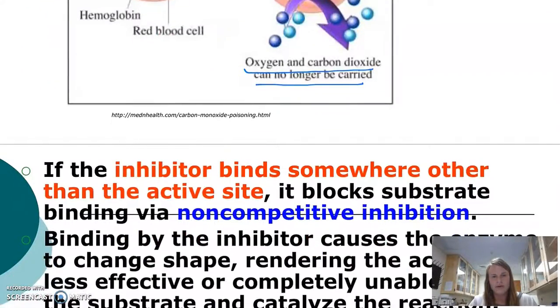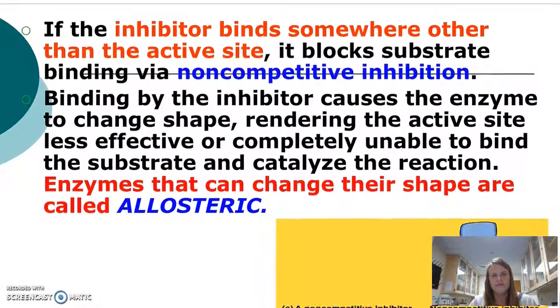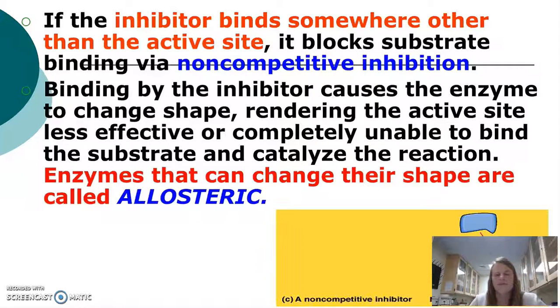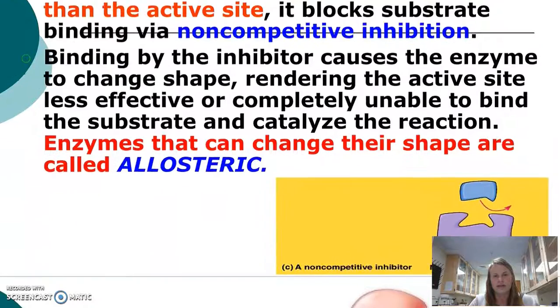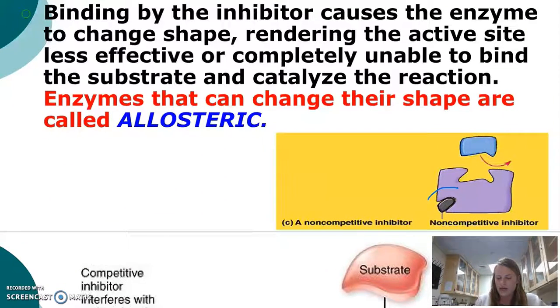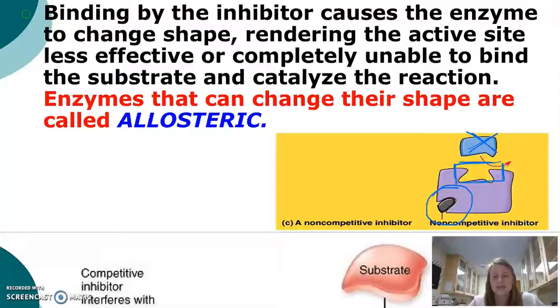The next type of inhibitor that we have is called a non-competitive inhibitor. And what the non-competitive inhibitor does is bind to what's known as the allosteric site. So the non-competitive inhibitor binds to the allosteric site, which results in a changed active site. And now our substrate can no longer bind to that active site because the shapes don't match. So any enzyme that can do this, that can change their shape, is known as an allosteric enzyme.